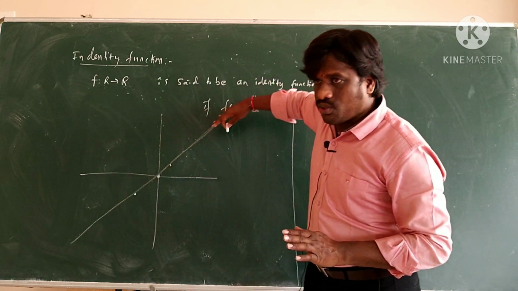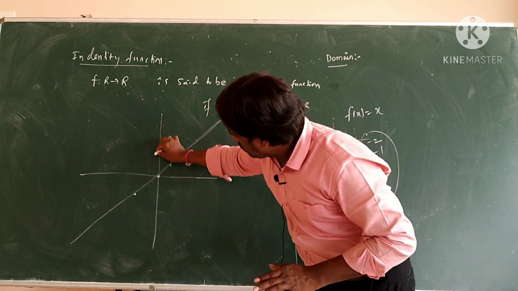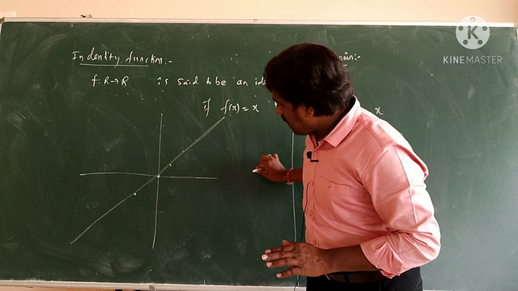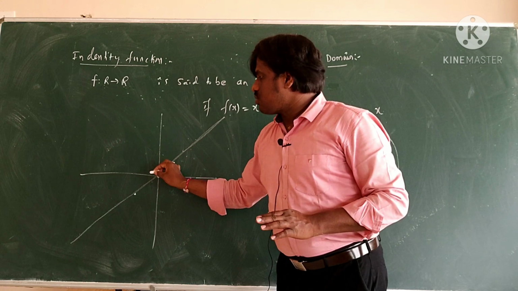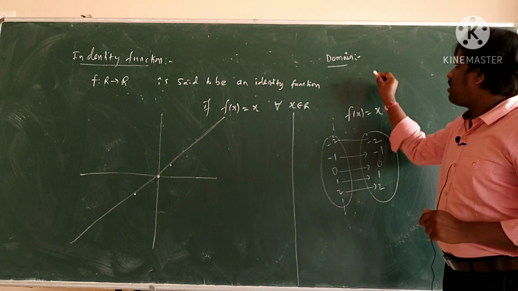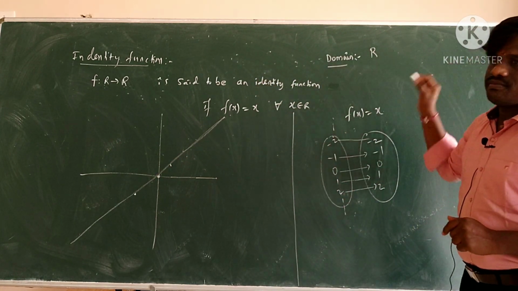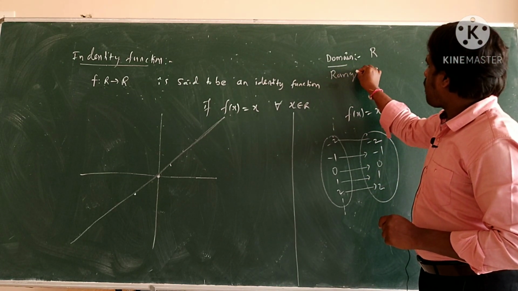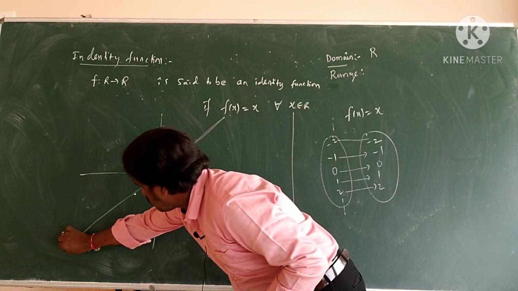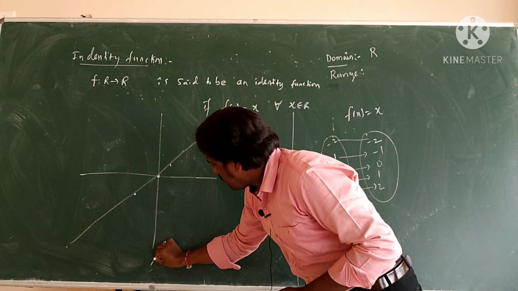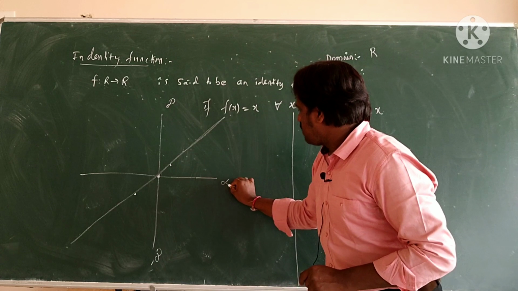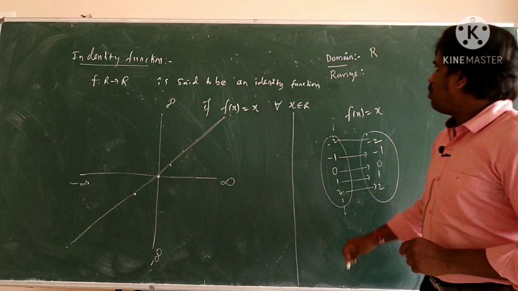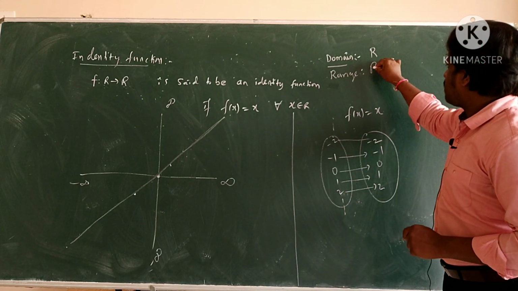See, the graph shows range on the y-axis and domain on the x-axis. So what is the domain here? The domain will be real numbers, R. And what is the range here? Range also, see this: going down is minus infinity, going up is plus infinity. You can see the graph everywhere. So the domain of the function is R, and the range of the function is R.